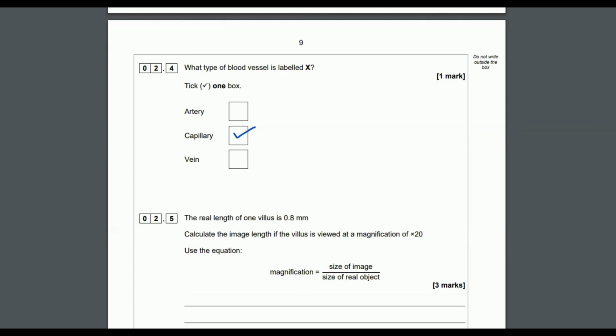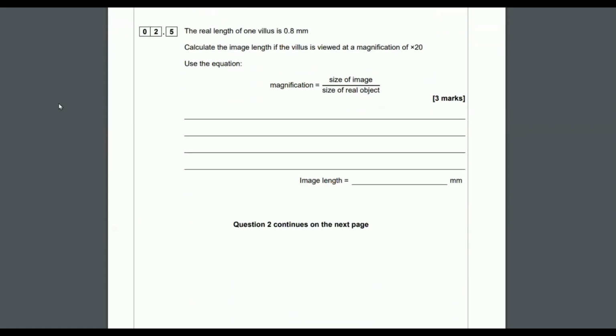Just like in the lungs with the alveoli, it's the capillaries that pick up the oxygen and release the carbon dioxide. Right, 2.5. The real length of one villus is 0.8 millimeter. Calculate the image length if the villus is viewed at a magnification of times 20.